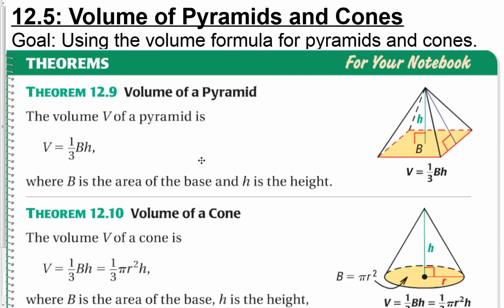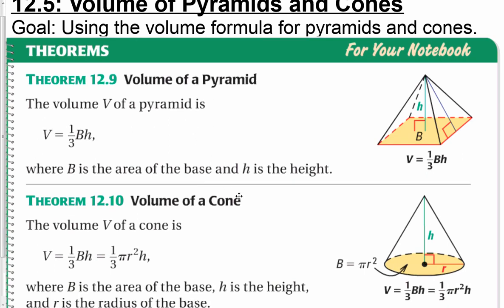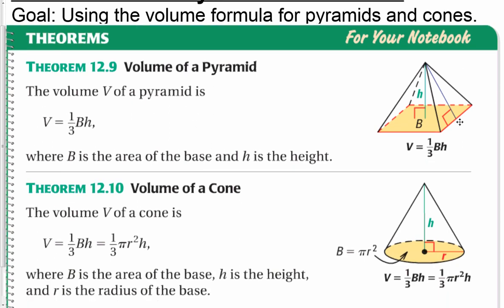Today's lesson is 12.5, volume of pyramids and cones. That is the goal as well. So our volume of pyramids and cones is 1/3 base times height.